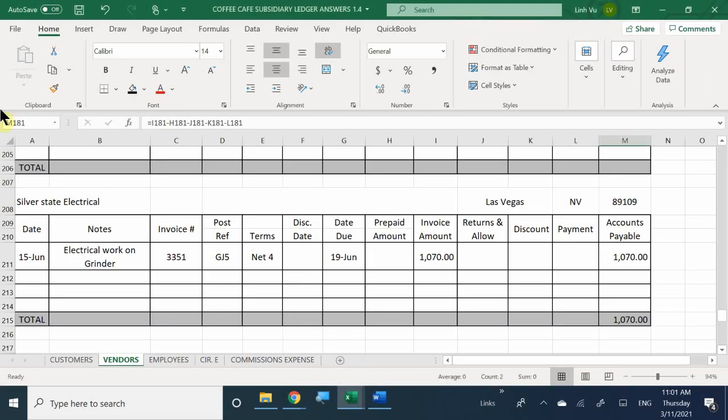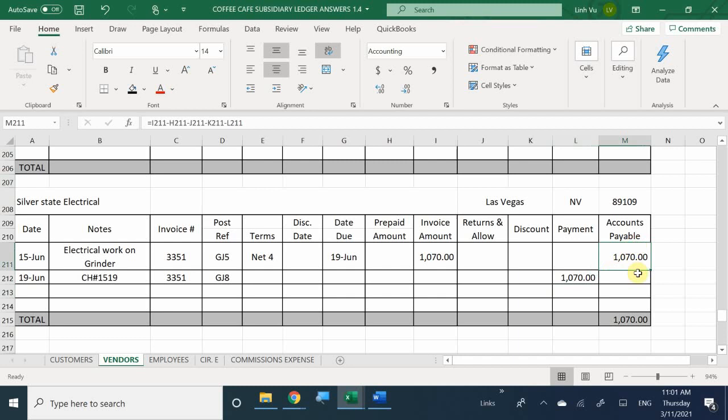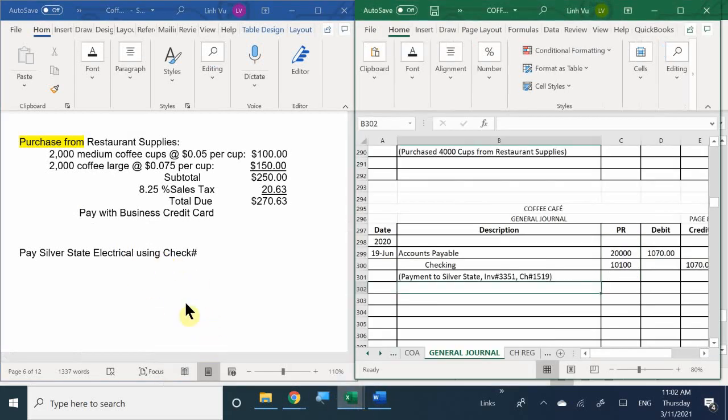Subsidiary ledger. Yes, we need to make sure that on our books we made a payment to Silver State. So the 19th, invoice number 3351, general journal number 8. And this time we made a payment for the 1070. If I pull my formula down, it should show a negative 1070 and that I owe Silver State Electrical nothing. That's it for that one. Good.